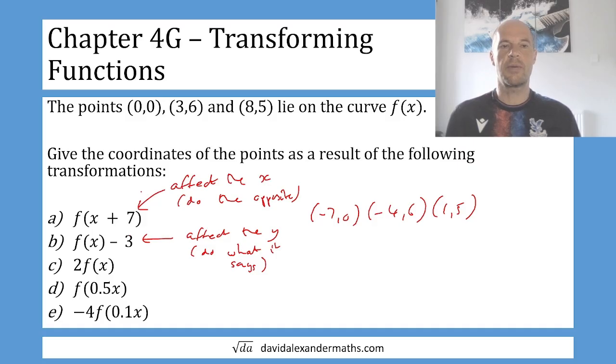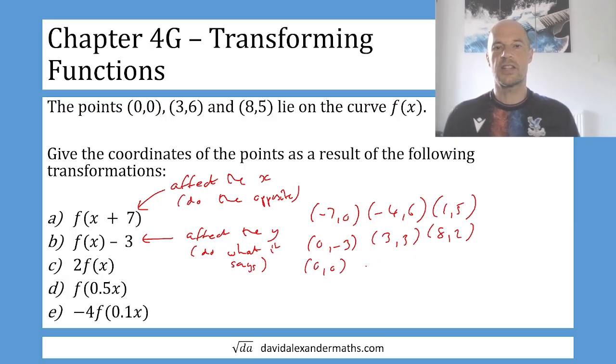The next example is outside the bracket, so it's going to affect the y. Do what it says, take away 3 from all the y values, so that'll be (0, -3), (3, 3), (8, 2). 2f(x) is outside the bracket, so it's going to affect the y value, so multiply the y values by 2, so (0, 0) will remain (0, 0), (3, 6) will become (3, 12), and (8, 5) will become (8, 10).